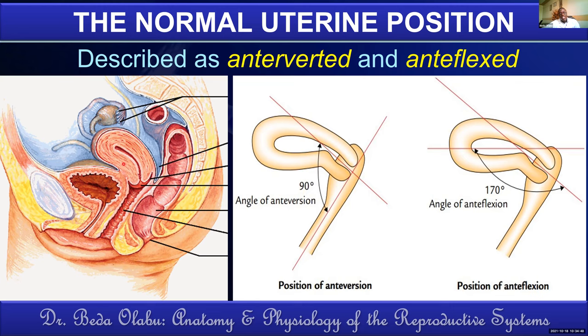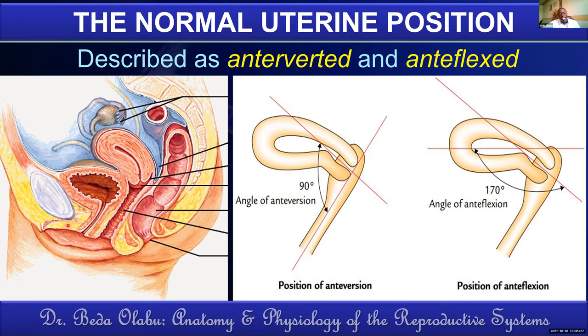To maintain its position at that level, that's why we have the round ligament of the uterus, which attaches it to the labia majora. So the role of the round ligament of the uterus is to help the uterus maintain the anteverted, anteflexed position, which is vital for uterine stability. And so this anteverted, anteflexed position is very key in uterine stability. It ensures that the weight of the uterus is on top of the urinary bladder, as opposed to along the vagina.